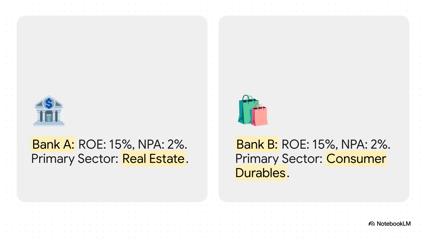Okay, just look at this. Bank A, Bank B. Their return on equity? Identical, 15%. Their bad loans, what we call non-performing assets? Both a solid 2%. I mean, on the surface, you'd say they're the same company. But here's the kicker. Look at where they're actually lending their money. Bank A is all in on real estate. Bank B, they're focused on consumer durables. And believe me, that one little detail, it changes absolutely everything.